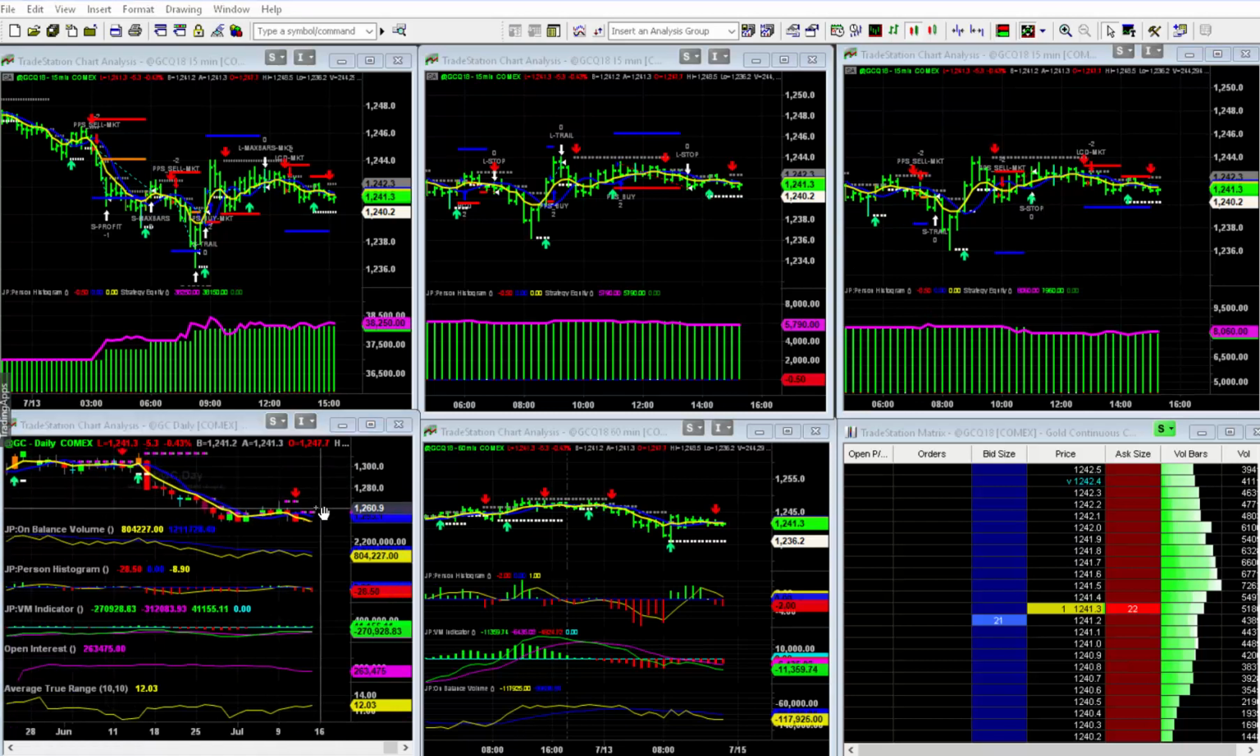For that, we would utilize our higher time frame daily charts. And as you can see, going back to the beginning of June, gold hasn't done well with longs.